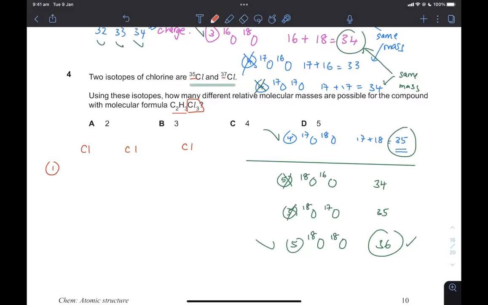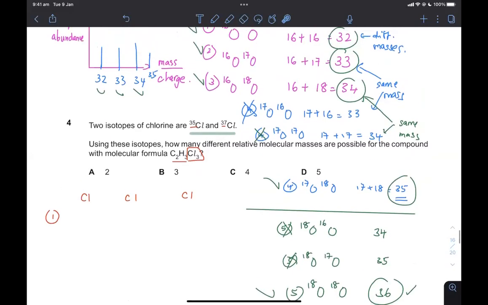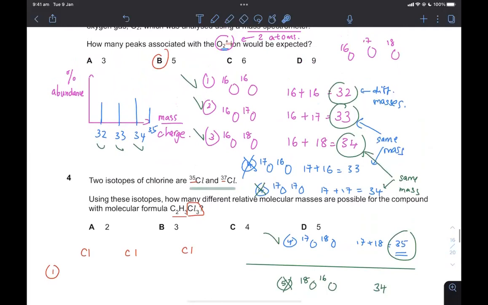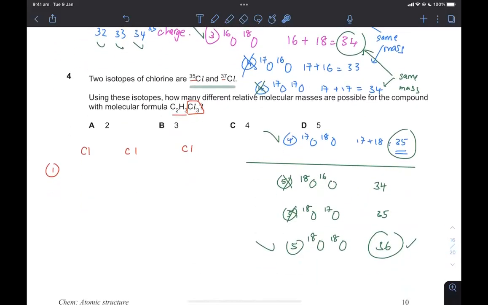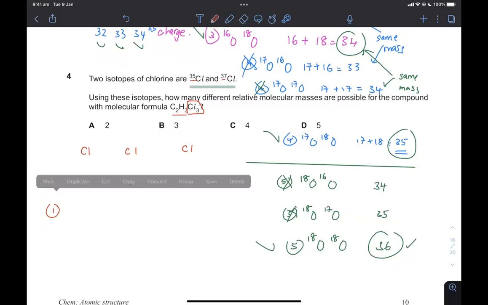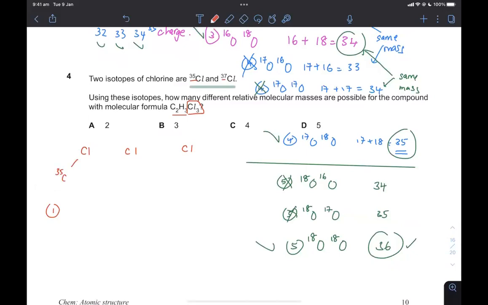You understand the question, Kashvi? Like just now, you have two oxygen atoms because you only have O2. So that means it will be two things sum up together. Here, you have three chlorine atoms. The first chlorine atom could be chlorine 35, could be chlorine 37. The second one could be chlorine 35 or chlorine 37. The third one could be chlorine 35 or chlorine 37. So your goal really is to determine what are the different combinations.